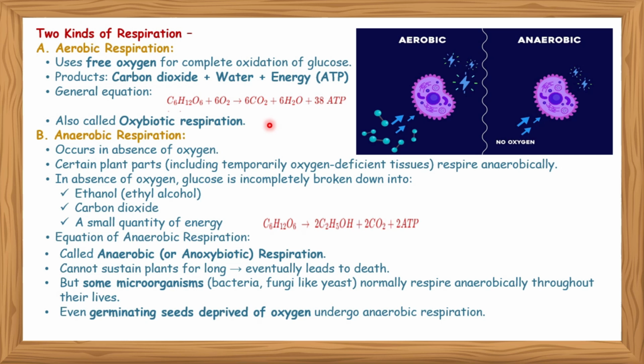Anaerobic respiration occurs in the absence of oxygen. Certain plant parts, including temporarily oxygen-deficient tissues, respire anaerobically. In the absence of oxygen, glucose is incompletely broken down into ethanol or ethyl alcohol, carbon dioxide, and a small amount of energy. So C6H12O6 will form 2 C2H5OH plus 2 CO2 plus 2 ATP. Glucose will form ethanol, carbon dioxide and ATP. This is the equation of anaerobic respiration, also called anoxybiotic respiration.